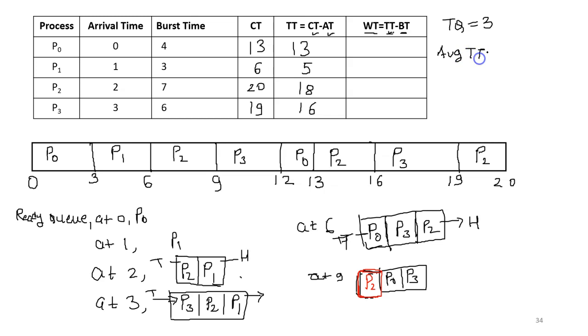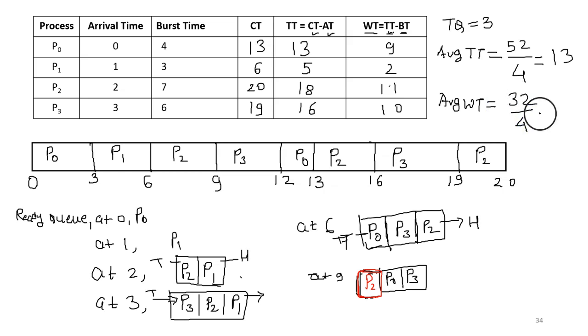So average turnaround time equals total turnaround time, that is 52, divided by the number of processes, that is 4, equals 13. And waiting time for P0 is turnaround time minus burst time, that is 13 minus 4, 9; 5 minus 3, 2; 18 minus 7, that is 11; and 16 minus 6, that is 10. So average waiting time is total waiting time, that is 32, divided by the number of processes, that is 4, equals 8.